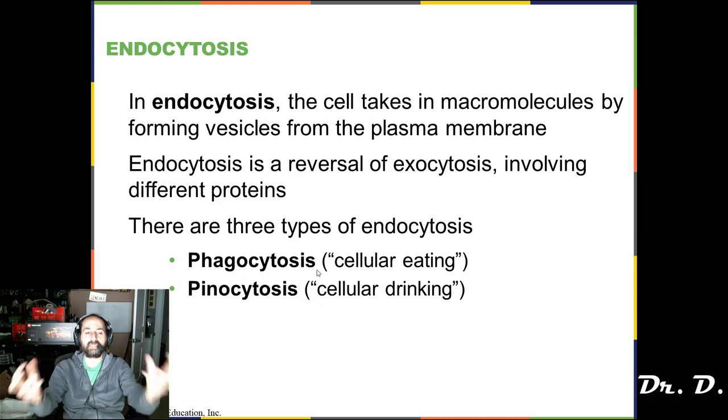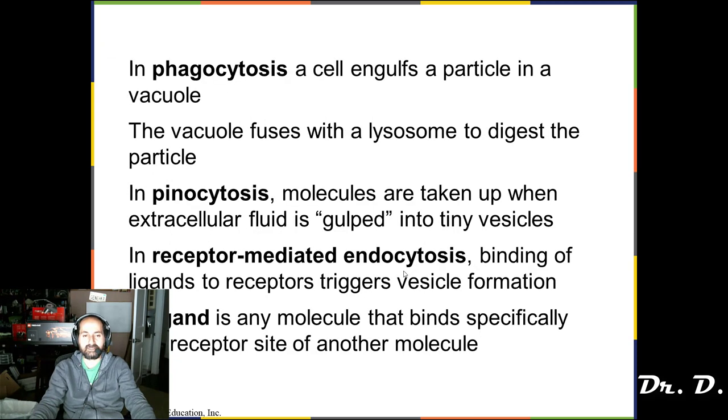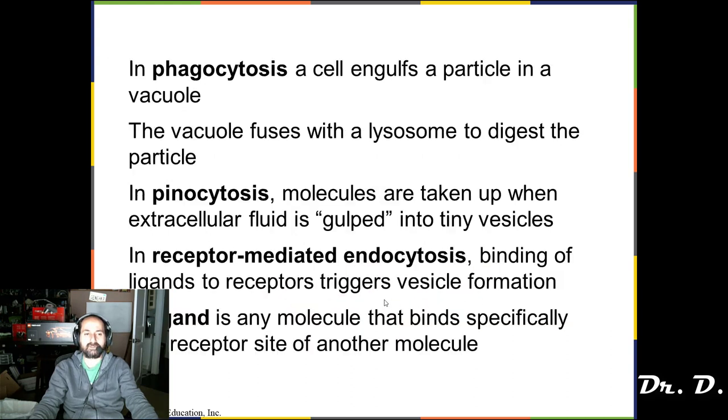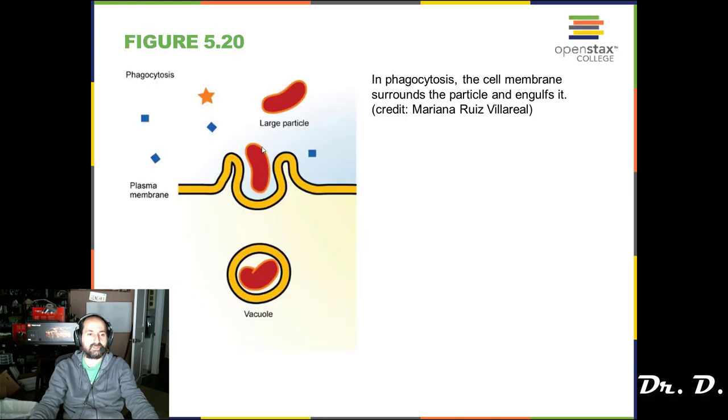Phagocytosis is bulk import of solids. That's why it's called cellular eating. And pinocytosis is bulk import of liquids. That's why it's called cellular drinking. Okay, so in phagocytosis, let me show you. In phagocytosis, the solid attaches to the cell membrane. So this is the cell membrane. You want to bring in this bulky substance, this bulky cargo.